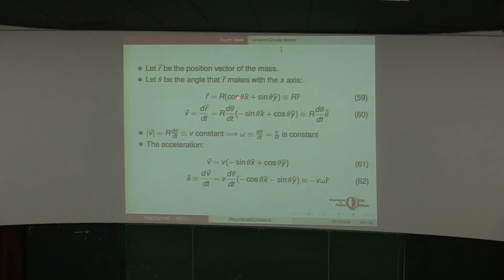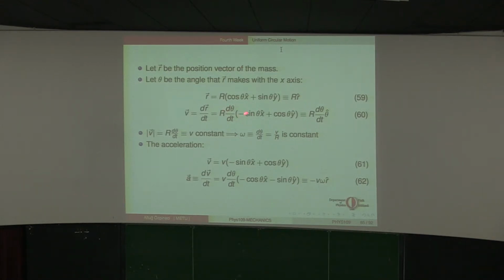If you just take the derivative, the derivative of cosine is minus sine, and the derivative of sine is cosine. The only thing that depends on time here is theta. So if I'm taking the derivative with respect to t, it is the derivative with respect to theta, and then the derivative of theta with respect to time.